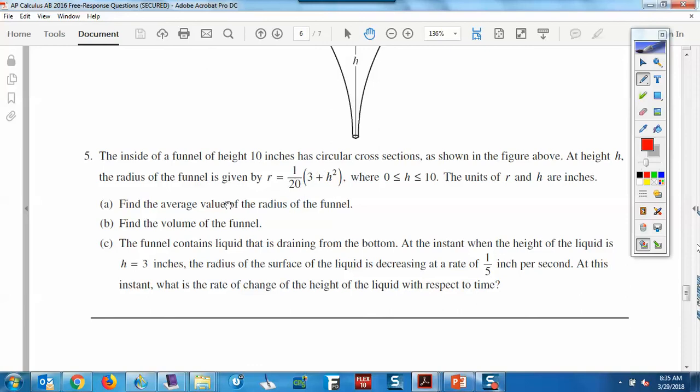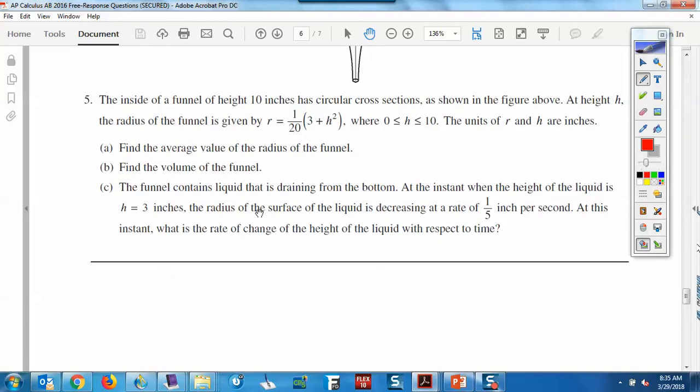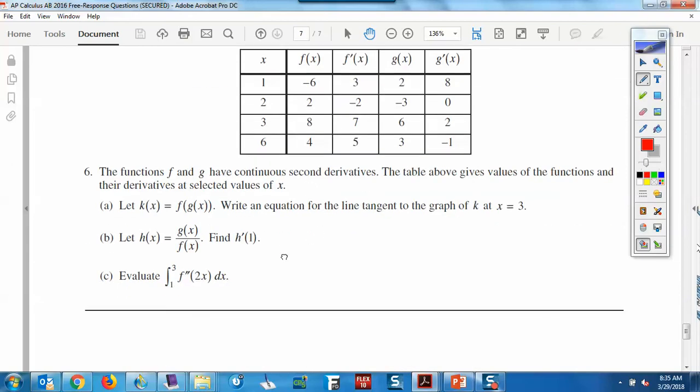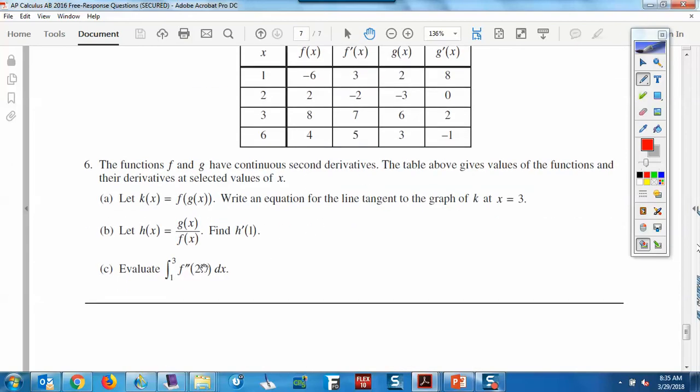So the average value of that function would be very simple to set up using that formula. And then this goes back to our old rate of change. What's the rate of change of h? So h prime, they give you r prime, you've got h here, so you can do that. That's just one of those related rate problems from back in chapter 4. And then we should be able to do this as well.